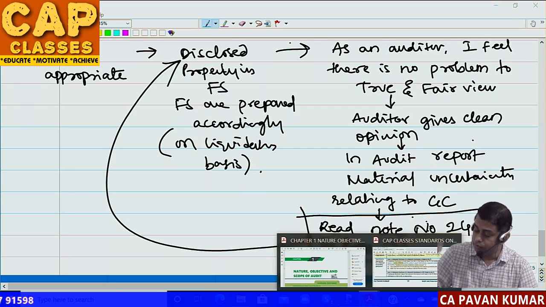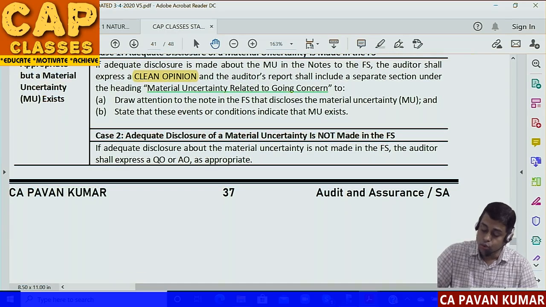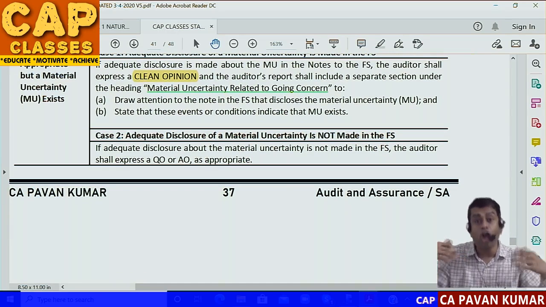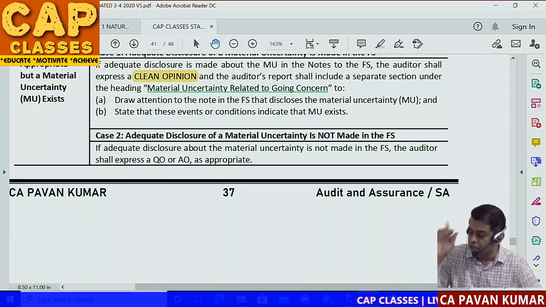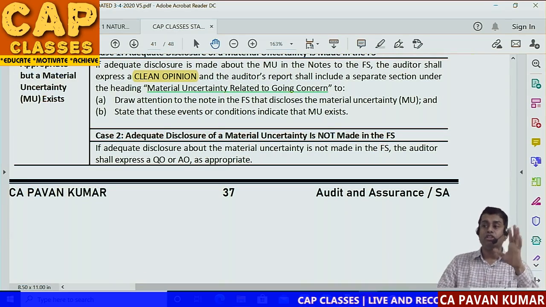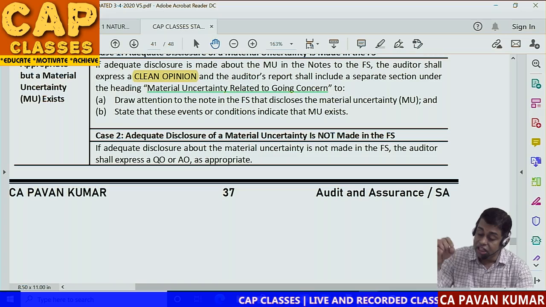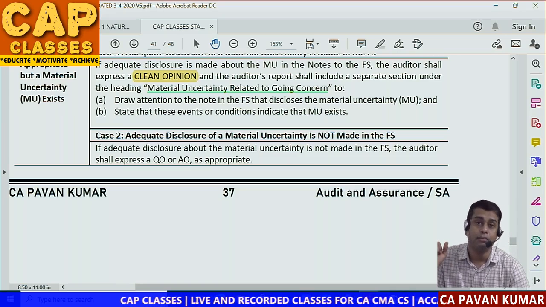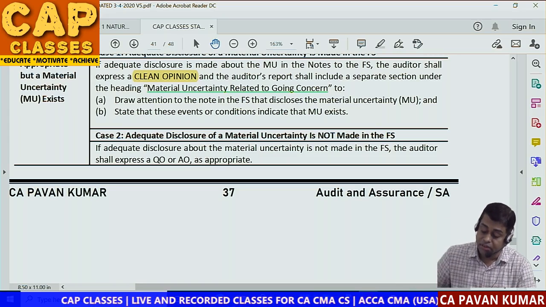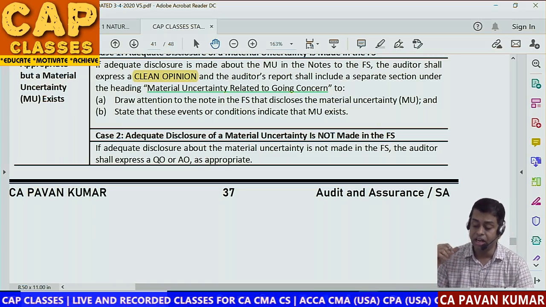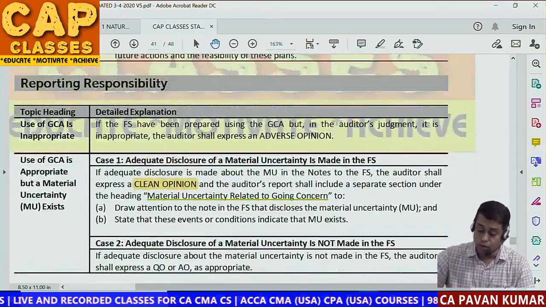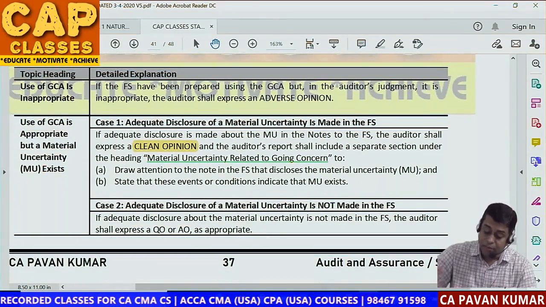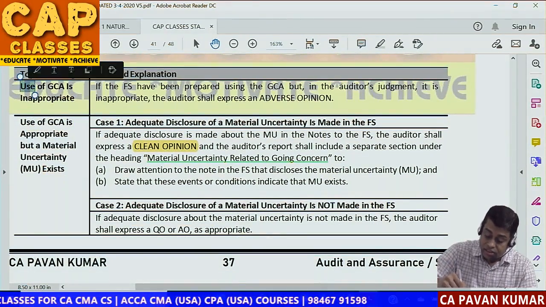Okay. Now, case 2. Adequate disclosure is not made in financial statements. Qualified opinion or adverse opinion. If adequate disclosure about material uncertainty is not made in the financial statements, the auditor shall express a qualified opinion or adverse opinion as appropriate. Now, what is the difference between this and this?